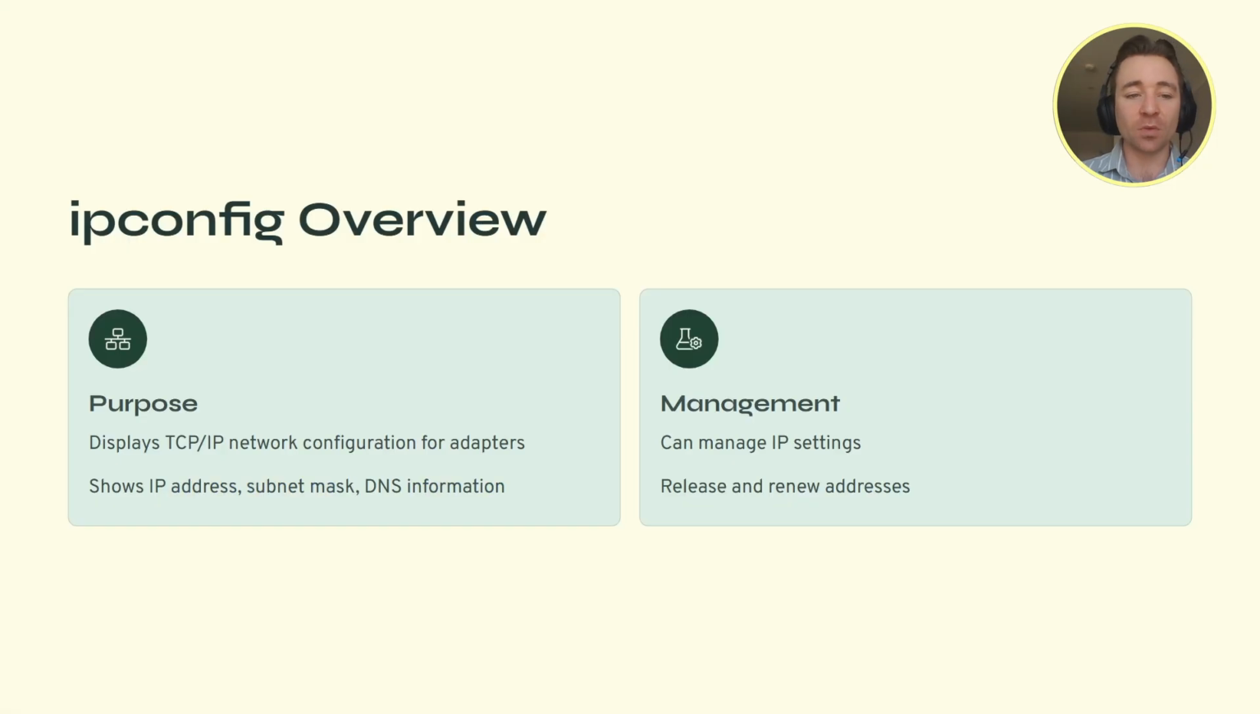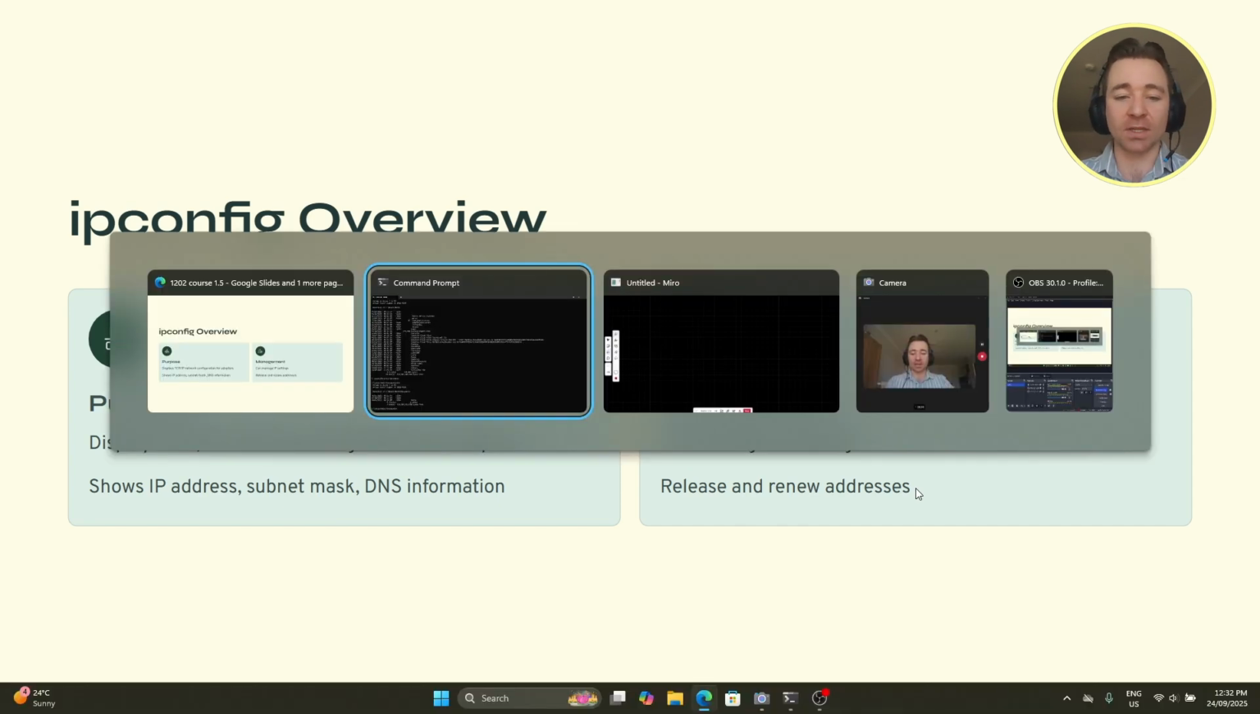The first one we need to know about is ipconfig. What does ipconfig do? It displays our TCP/IP network configuration for adapters, and it shows us our current IP address, our subnet mask, and our DNS information. You can manage your IP settings, and you can release and renew addresses as well. Let's have a look at what this looks like in action.